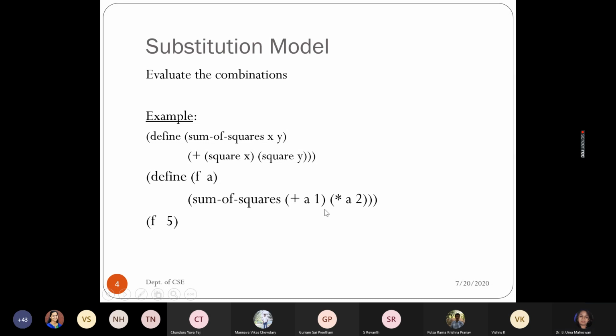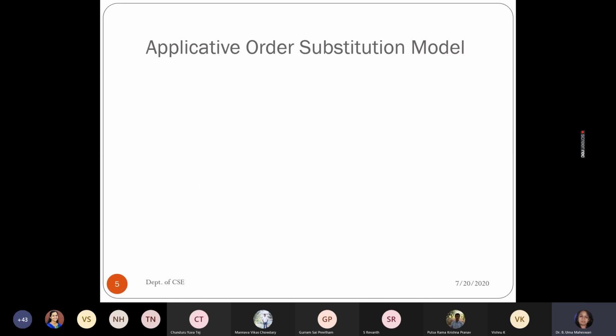Any guesses? Students, are you there? Please interact, otherwise the subject will be boring. It will evaluate the inner part. Yes, it will evaluate the composition and then take the arguments. Those arguments will once again be passed to sum of squares, right? So this is called the substitution model. Now there are other models as well.